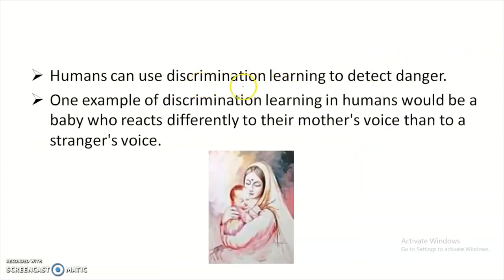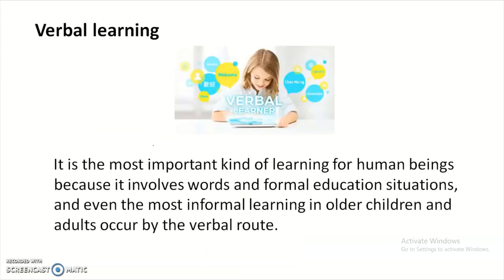So humans can also use discrimination learning to detect dangers. And the one best example, from my side, of discrimination learning in humans would be a baby who reacts differently to the mother's voice and the stranger's voice, right? Whenever the baby hears the mother's voice, the baby automatically keeps calm. If they hear some stranger's voice, they may start crying. So it's nothing but discrimination learning.